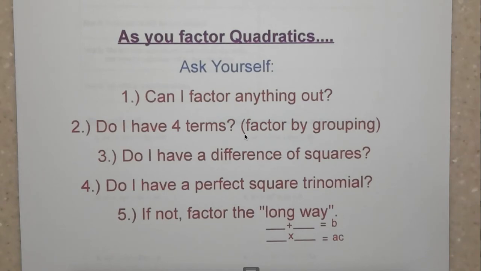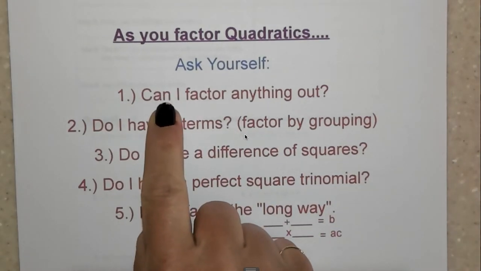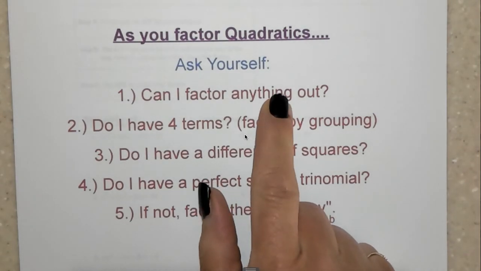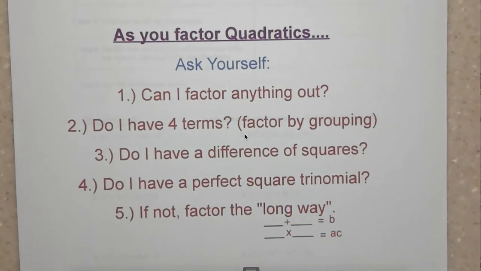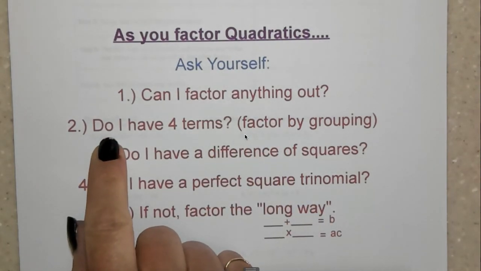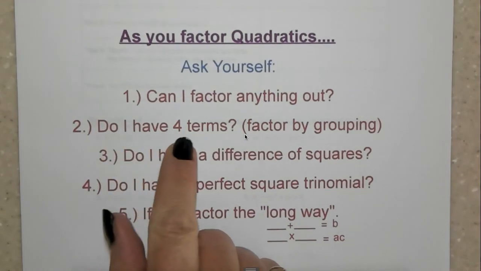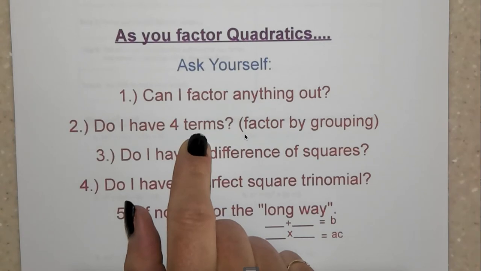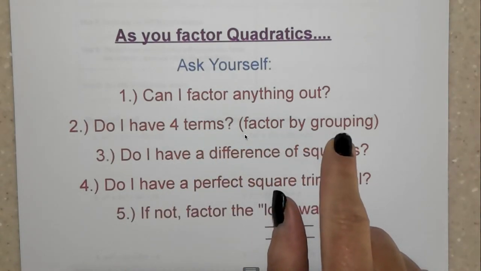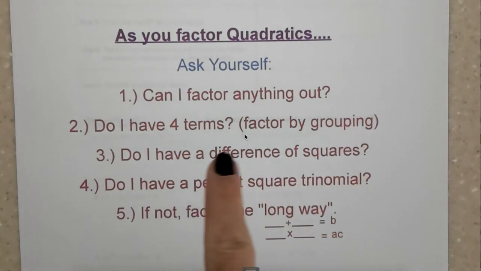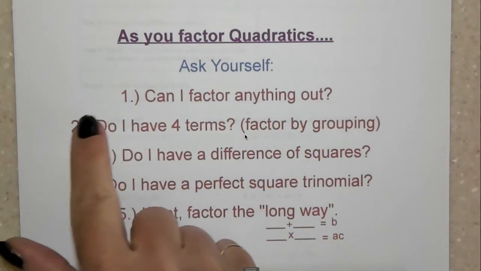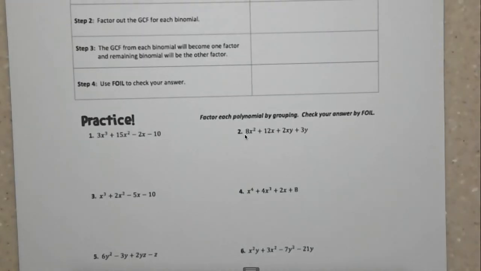All right? So, question number 1 is, can I factor anything out? We're still going to be asking ourselves that today, although I'm pretty sure the answer for our problems today is no. We're not going to be able to factor anything out. This is the new part. Question number 2, do I have 4 terms? If you do, and today you will, we're going to factor by grouping. Now from there, you might have a difference of squares and other things, but this is really, number 2 is the important part.